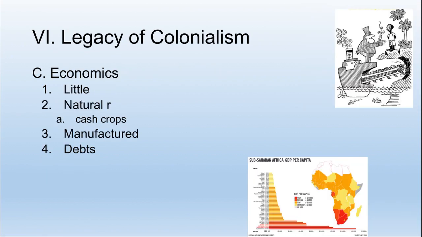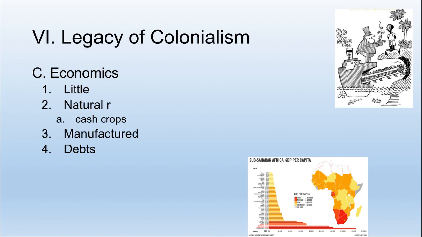Economically, we see little industrialization. Little industrialization leads to an unstable economy after independence. Natural resources are exported and they're sold as cash crops. Cash crops are sold to other countries for not as much profit. So rather than growing wheat and other things for people to eat, countries instead make the decision to sell those goods as cash crops so they can have money, but then that obviously means there's less food for their own people to eat. So that's a cash crop.